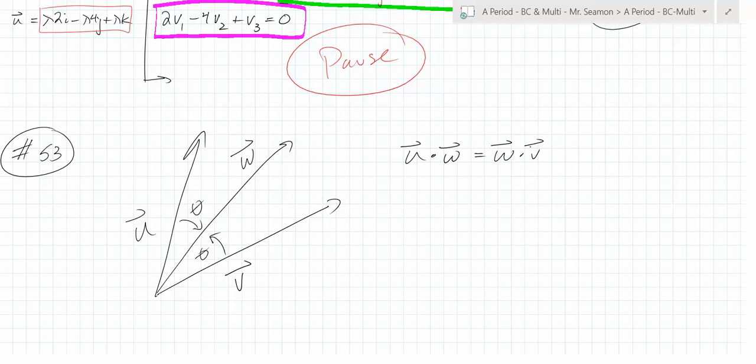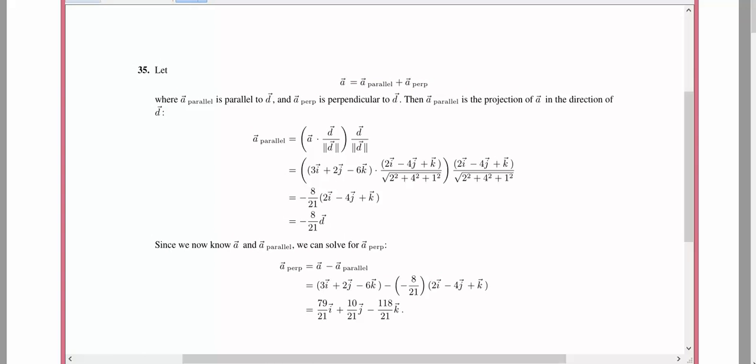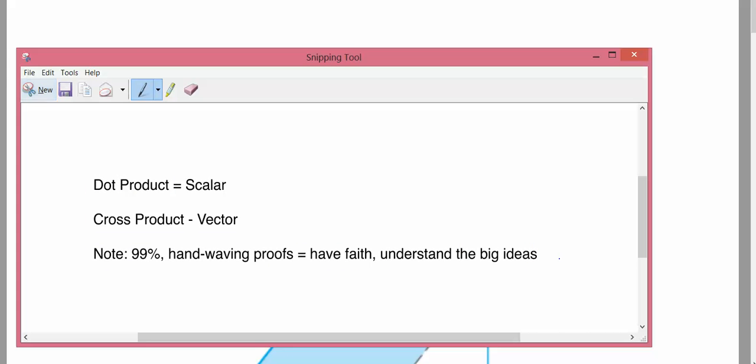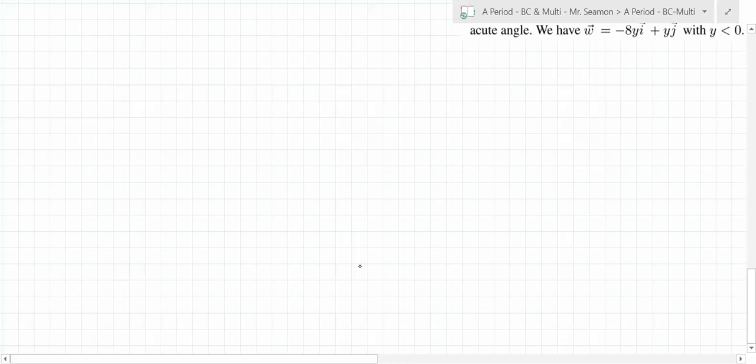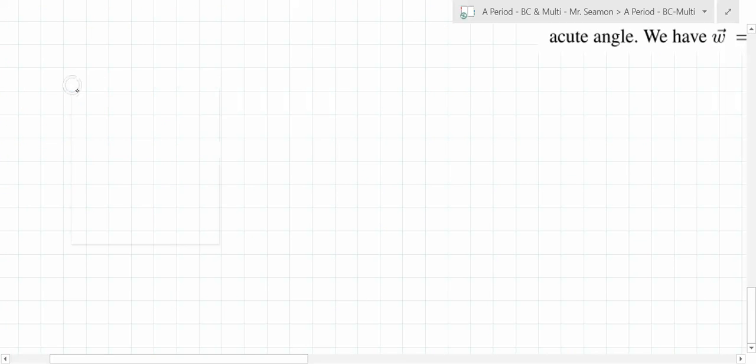So how do we correct for that? You just put the magnitude on the other side. Okay, hold on. We need to understand, moving forward. First, dot product is a scalar value. It's one value. A cross product is a vector.